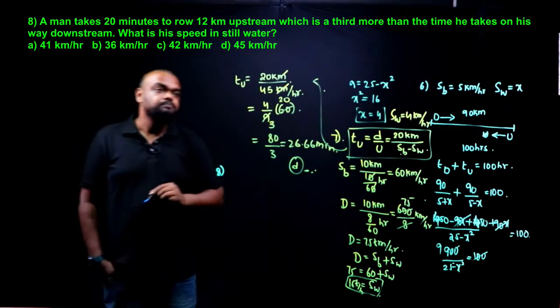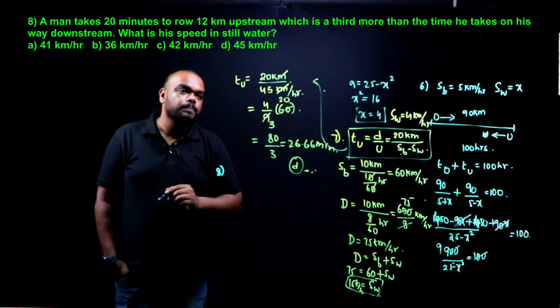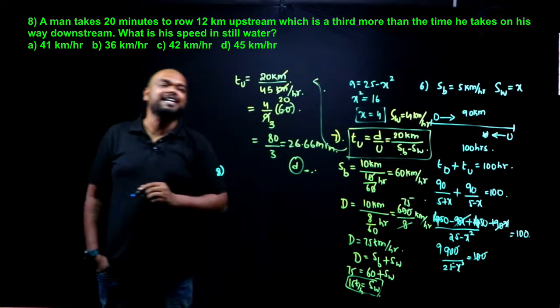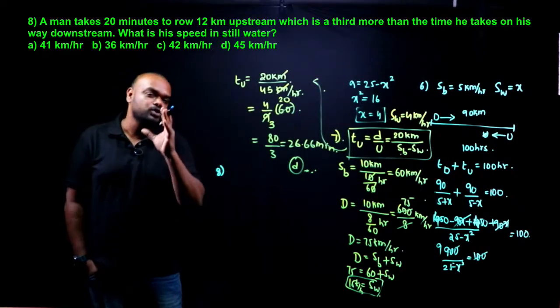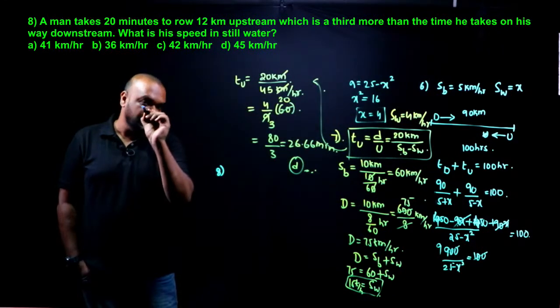A man takes 20 minutes to row 12 kilometers upstream, which is a third more than the time he takes on his way downstream. What is the speed in still water? So more confusions. Do not worry about it. Let us tackle each and every point individually.